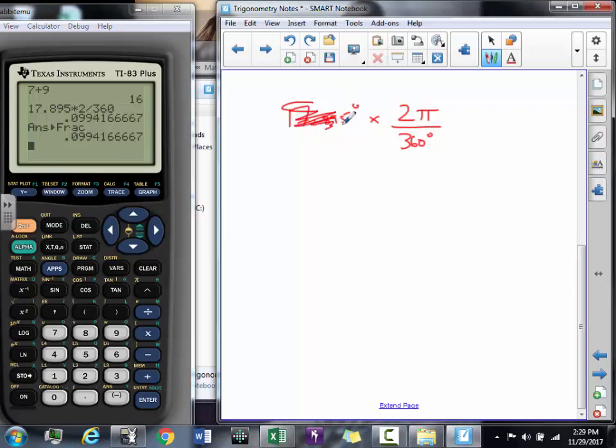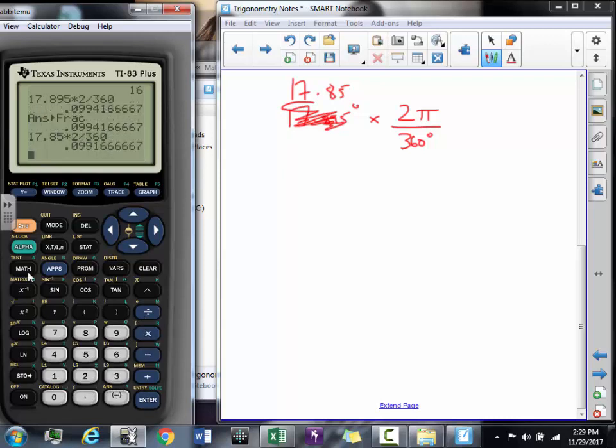Let's pick, well, your calculator gives up after a certain point. We can do this in calculus, but I don't want to show you calculus right now. So let's pick something that will work. 17.85. 17.85 times 2 divided by 360. This should work. I'm going to turn that into a fraction. There we go.